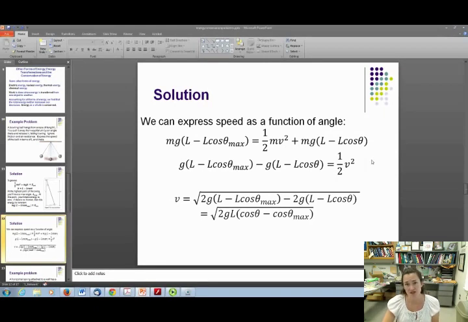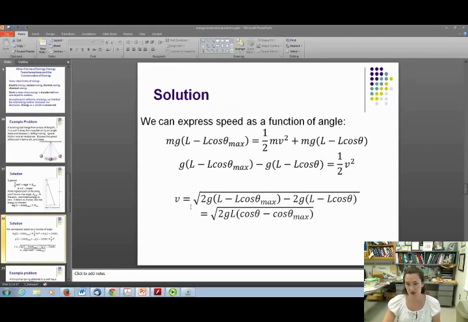Now the problem asks you to solve for the speed. Your mass appears in every term, so you can cancel that out. I've done that in that second step. And it also wants me to write the speed in terms of the length and the angle. So I've moved everything that's not a speed over to the left-hand side of the equation and expressed it that way. Now, in order to solve for the speed, I multiply through by 2 to cancel out that 1/2, and then I take the square root of both sides to get the speed.